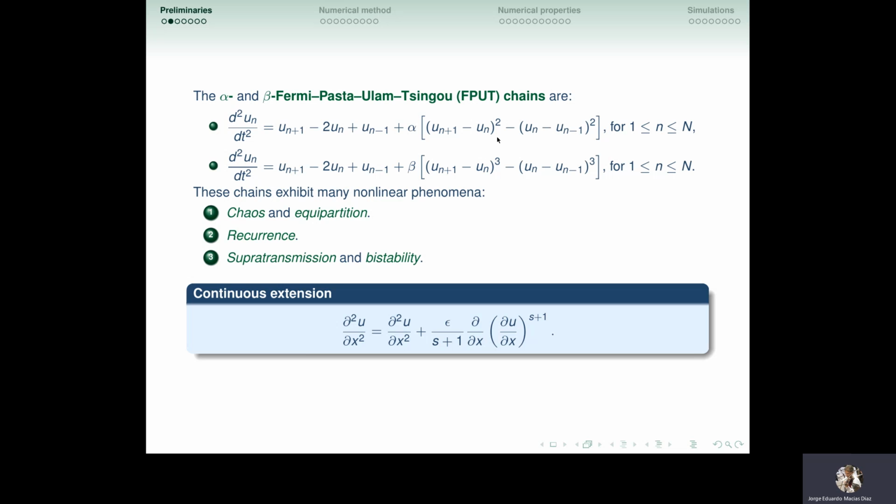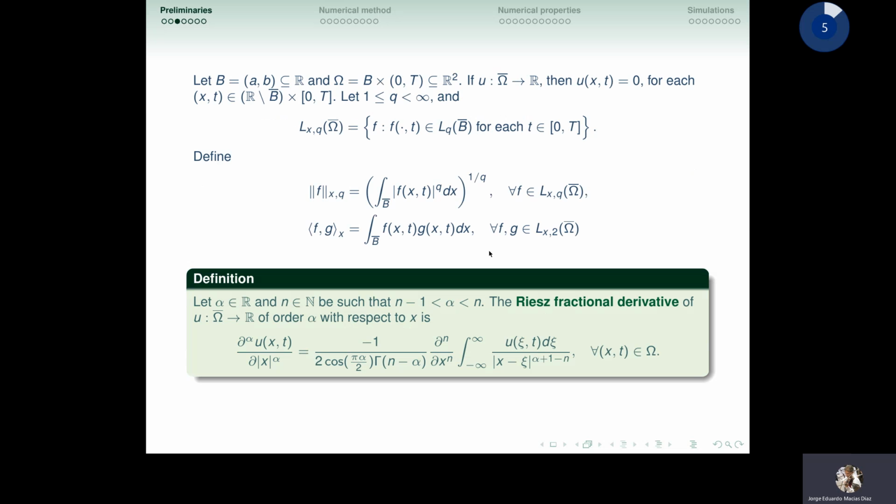They are difficult to study from the analytical point of view. So what sometimes is done is people take the continuous limit of these systems and they obtain a single partial differential equation describing each of those systems. The partial differential equation is going to assume this form. The purpose of this work is to extend this partial differential equation to the fractional case scenario.